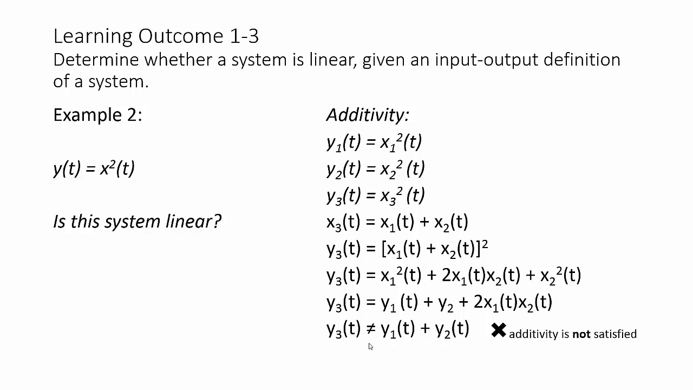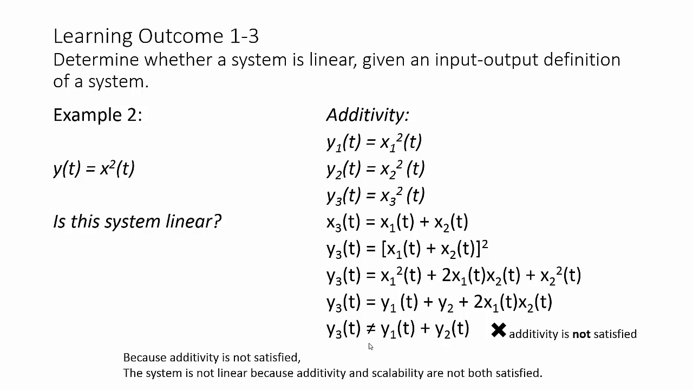If we're trying to determine linearity, we have to have both additivity and scalability satisfied. If additivity is not satisfied, then we know that we cannot have both satisfied. And we can stop here and say that because additivity is not satisfied, the system is not linear because additivity and scalability are not both satisfied. You may stop here, you'll get full credit on your work.